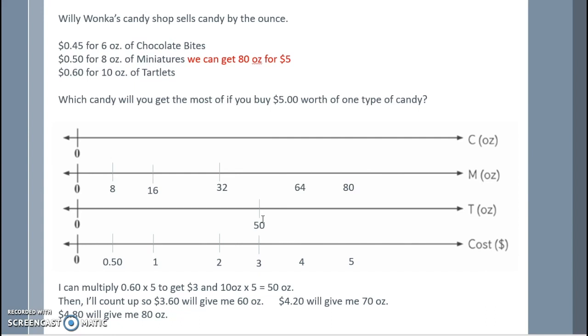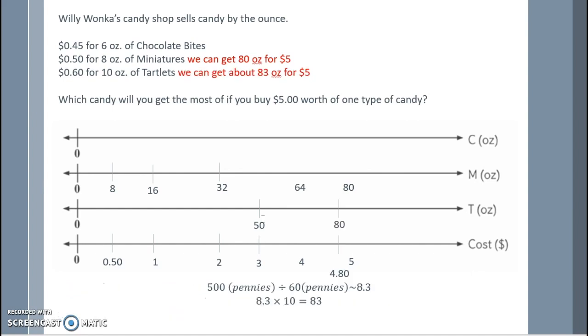So at this point, with tartlets for $5, I'll be able to get more, because for only $4.80 I can get 80 ounces, whereas with the miniatures I had $5 and that gave me 80 ounces. I still have 20 cents left to go.